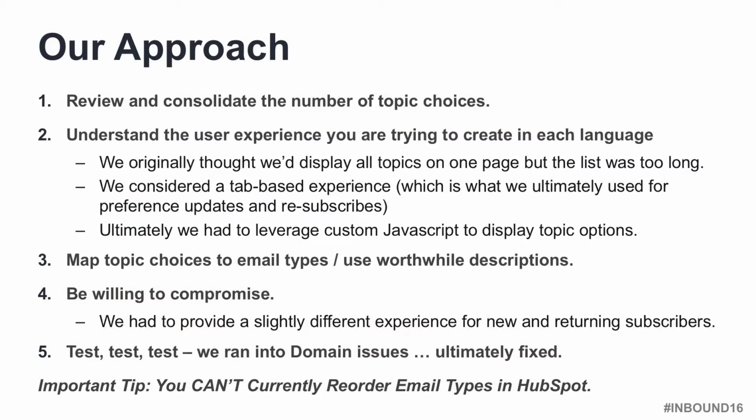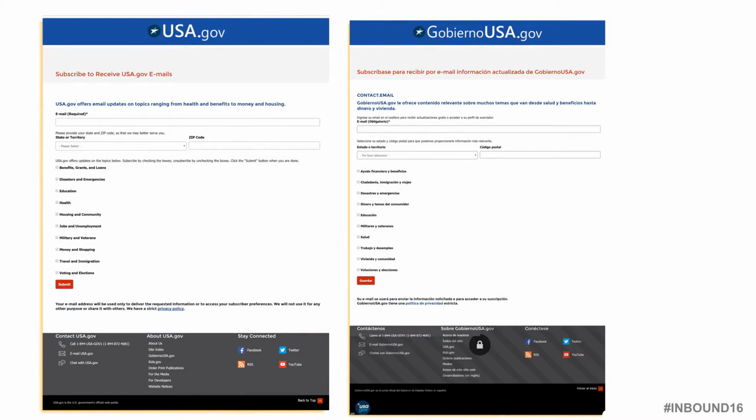So first thing we did is we had to review and consolidate the number of topic choices. So they had probably about 40 topic choices at the time. And because of the user experience that we wanted to deliver, we actually had to consolidate that number into logical categories. So if I go back a couple here, we have things like benefit grants and loans, disasters and emergencies, education, health, jobs and unemployment. So these are all things that US citizens care about based on their interaction with the government.